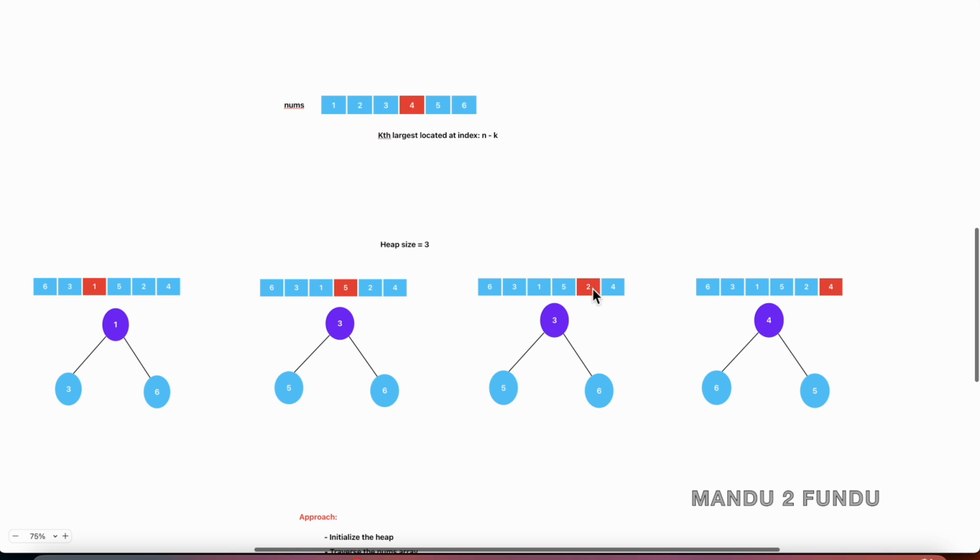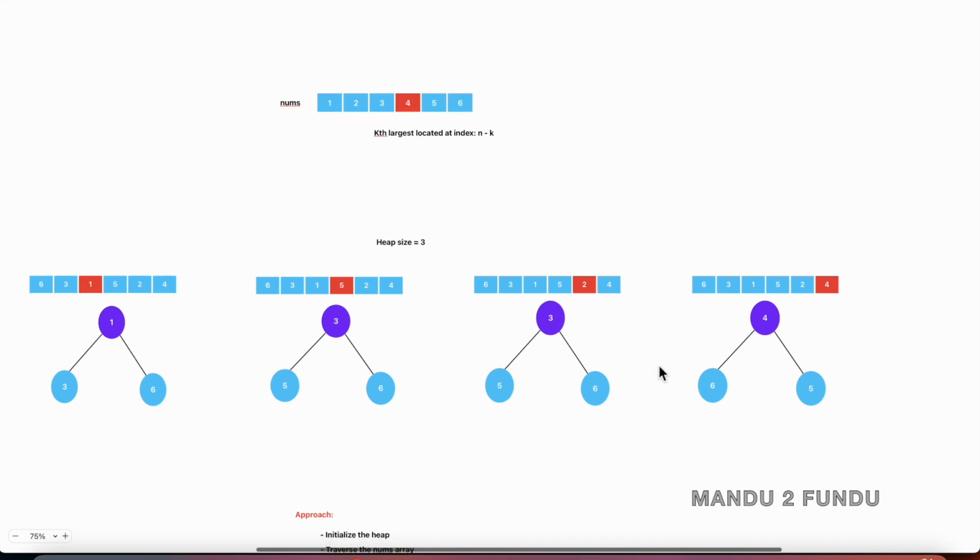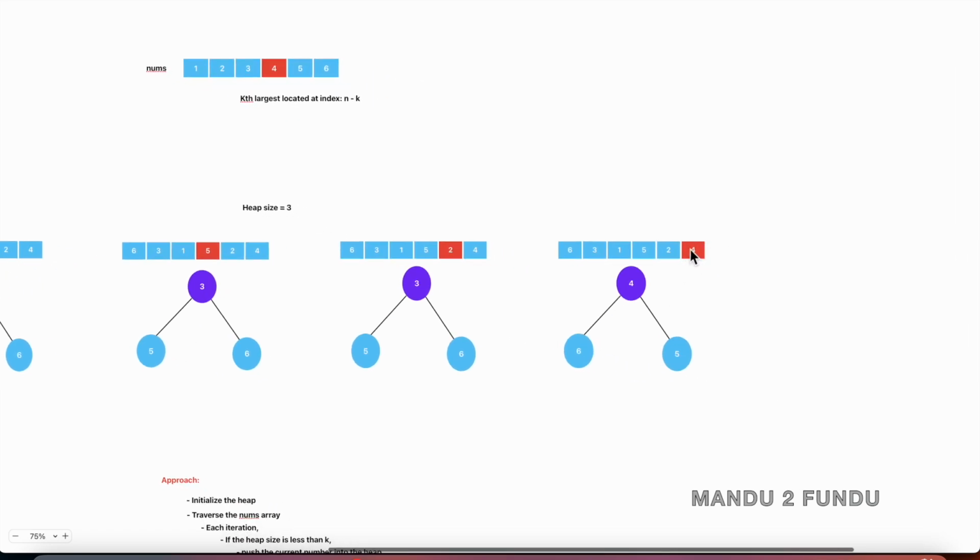Next we add the number 2. We compare number 2 with the root of the heap. The current number is less than the root of the heap, so there is no change in the heap. Next we add the number 4 into the heap. We compare that with the root. The incoming number is greater than the root, so we remove an element from the heap and then insert the current number. Now 4 is at the root, and once we reach the end of the input array, we return the value of the root element in the heap, in this case 4.